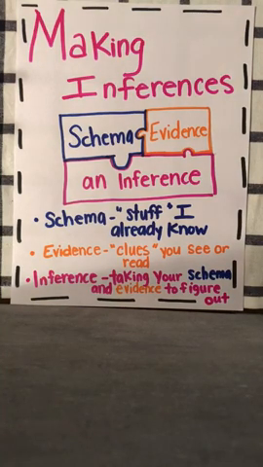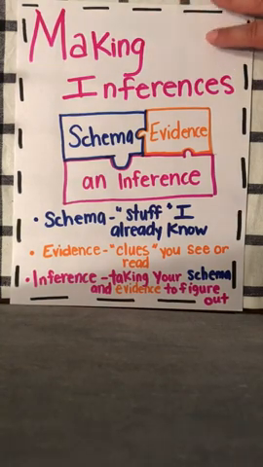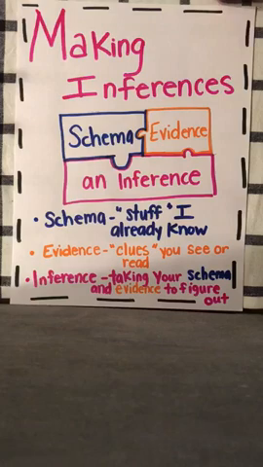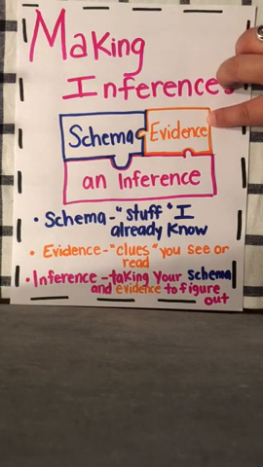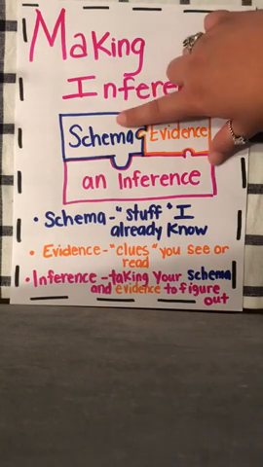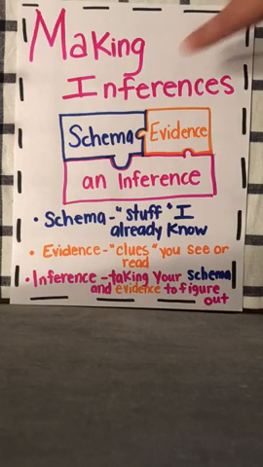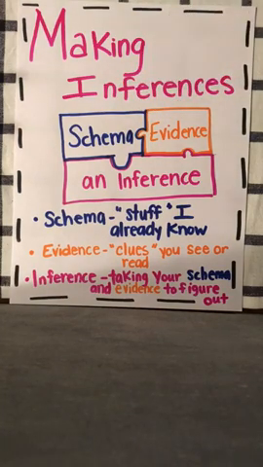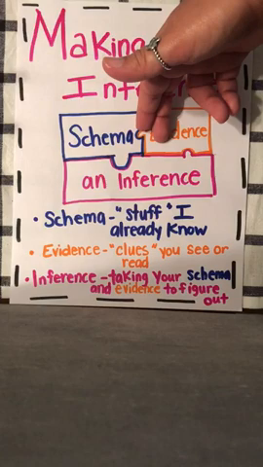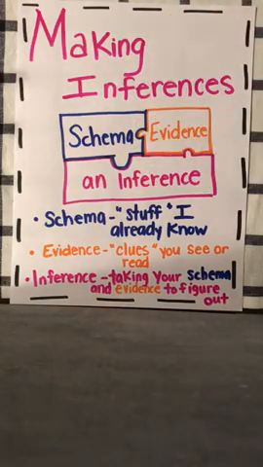Sometimes authors, when they make their story, don't always tell everything about a character or an event. What we have to do as good readers is use the evidence, the story clues, and use our background knowledge, which is our schema, to make an inference. Those two things we put together and bam, we got an inference, okay?